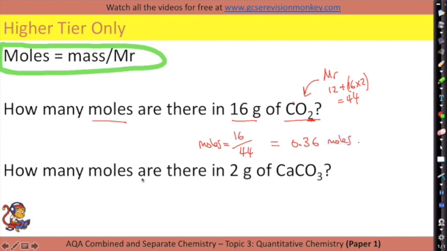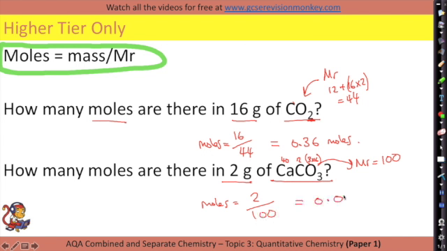Well, moles equals mass divided by Mr, so 16 divided by 44 would give you the answer of 0.36 moles. Second question, how many moles are there in 2 grams of calcium carbonate? Well, the relative formula mass of calcium carbonate, if you were to work that out, is 100 because we've got 40 added to 12 added to 3 lots of 16. So moles equals 2 divided by 100, which will give the answer of 0.02 moles.